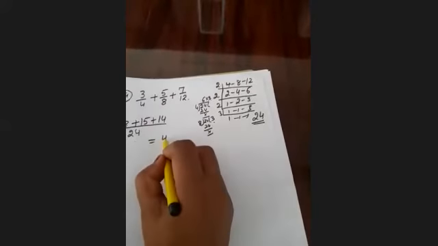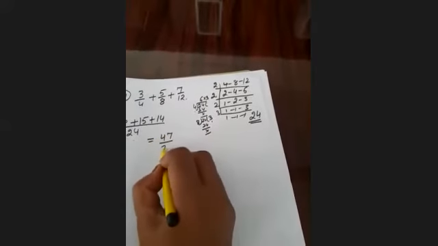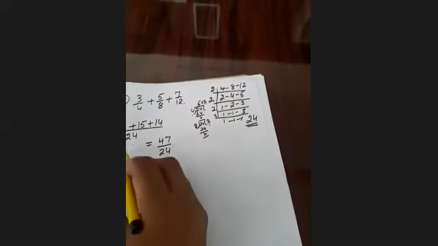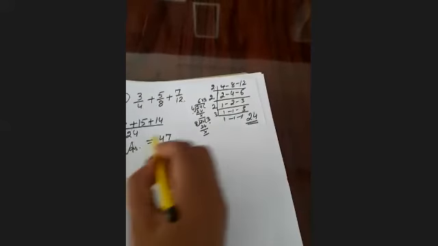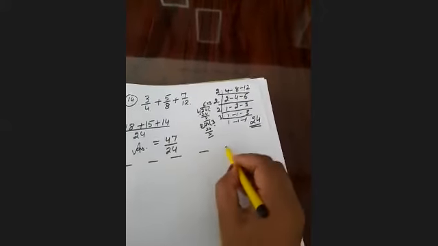That is 47. 47 upon 24. So your answer is 47 upon 24.